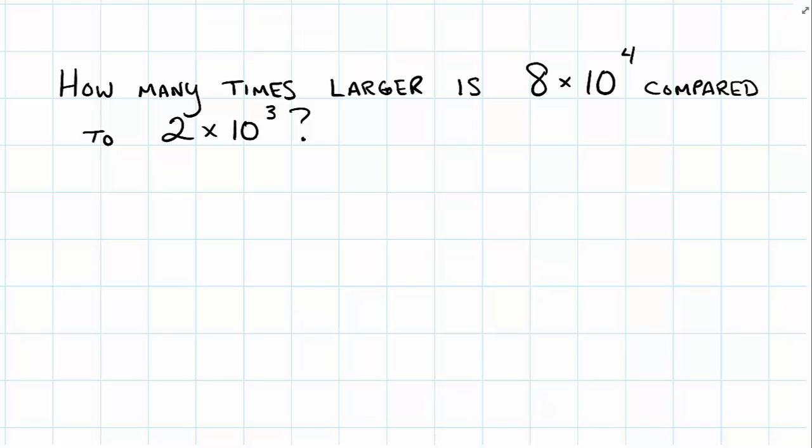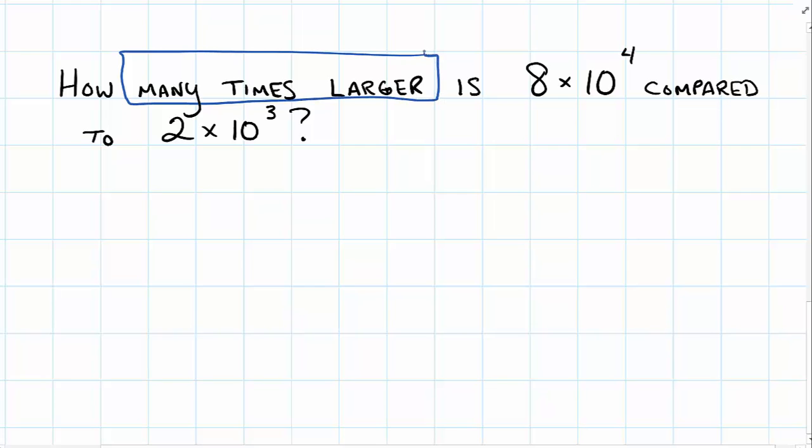I'm sure there's going to be also a question on the test, or a couple of questions, comparing scientific notated numbers. How much larger is one scientific notated number than the other? And when we see this, how many times larger one is than the other, we've got to make sure that we understand that we're using division to find out how many times larger something is.